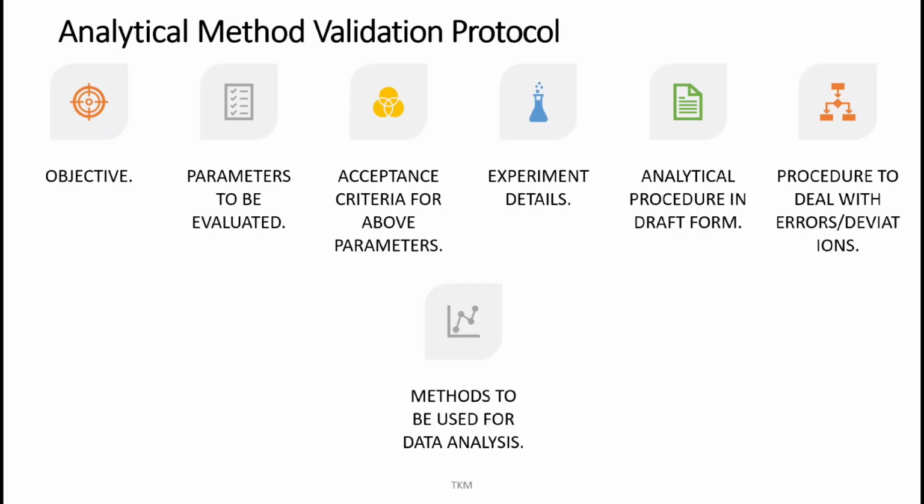validated. Now, how do we prepare this analytical method validation protocol? First of all, we have to define the objective, then the parameters that need to be evaluated. After that, we have to determine the acceptance criteria for the parameters, then the experiment details. There is a draft form in which we write details about the analytical procedure that we have used, the procedure we are going to use to deal with errors or deviations, and the methods to be used for data analysis. All this information you will find in the validation protocol.